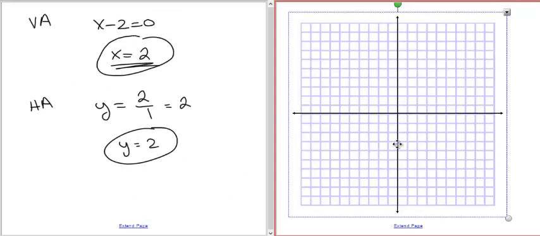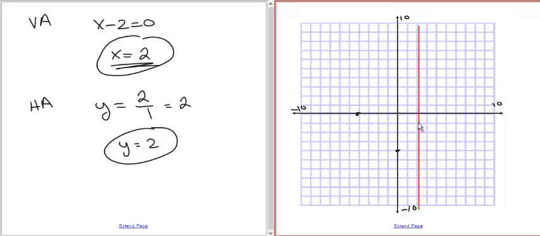So the y-intercept is negative 4. The x-intercept is negative 4. I'll put a scale on here. Okay. And then we have a vertical asymptote at 2. That's a vertical line, as the name implies. And then we have a horizontal asymptote, which is also 2. So here's my horizontal asymptote.